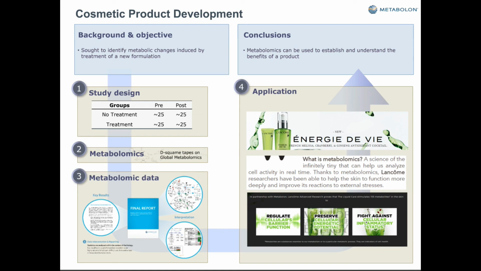For this one example, our collaborator investigator was able to use metabolomics to better understand the benefit of a product. Let me just read this to you. This is from our collaborator, L'Oreal, who says, "What is metabolomics? A science of the infinitely tiny that can help us analyze cell activity in real time. Thanks to metabolomics, Lancome researchers have been able to help the skin to function more deeply and improve its reactions to external stresses."